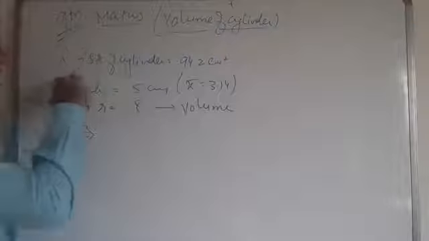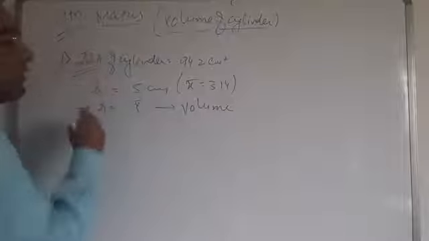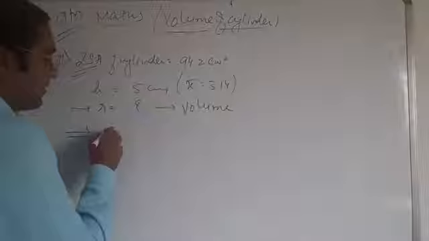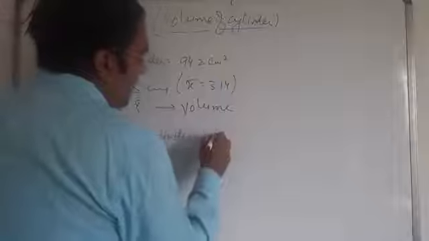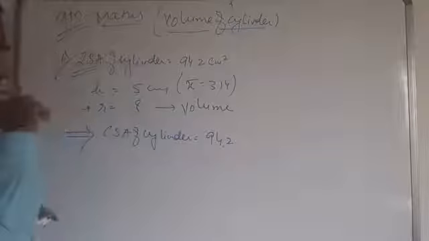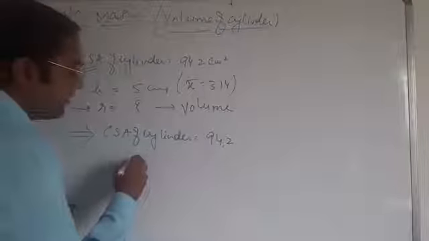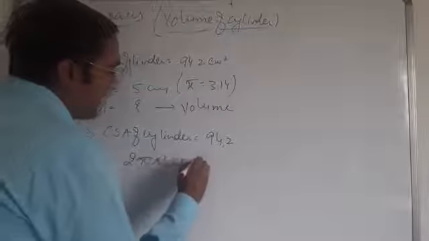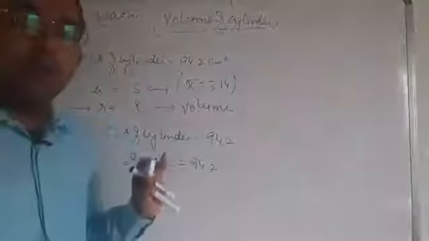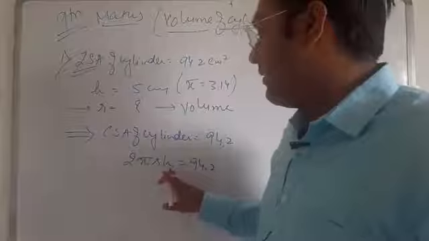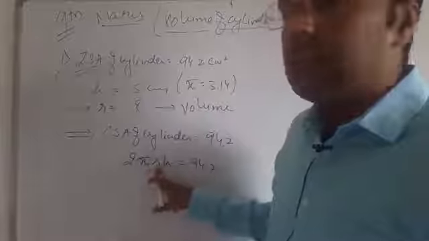First of all, the lateral surface area of the cylinder is given as 94.2 centimeter square. Lateral surface area is also known as the curved surface area of the cylinder. So the curved surface area of the cylinder is equal to 94.2, and the formula is 2 pi r h. So 2 pi r h equals 94.2. In this question we have the height, we have the value of pi, and we have to find the radius.